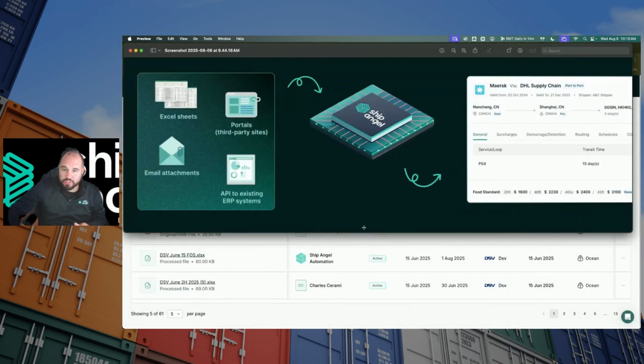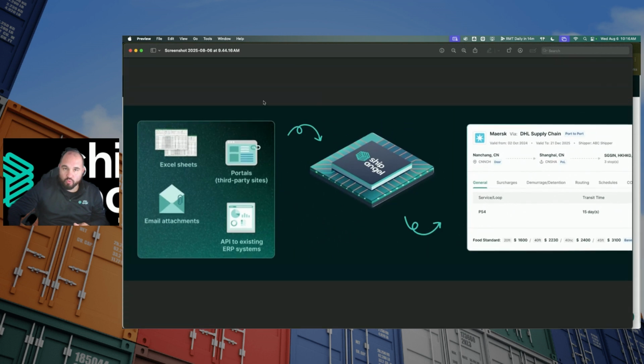We're able to bring in all your rate quotes, all of your RFP data, all of your RFQ data, all of your spot rate data. We're able to bring all of that data into the platform without you having to manually punch this data into a form, or requiring your vendors to manually punch this data into a form. What that means practically for a BCO is that they just need to negotiate the rates, whether that's an Excel sheet, a PDF, an email attachment, or some kind of third-party portal or API data, and send that data to ShipAngel.